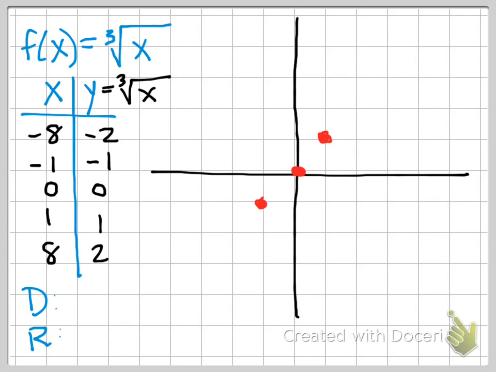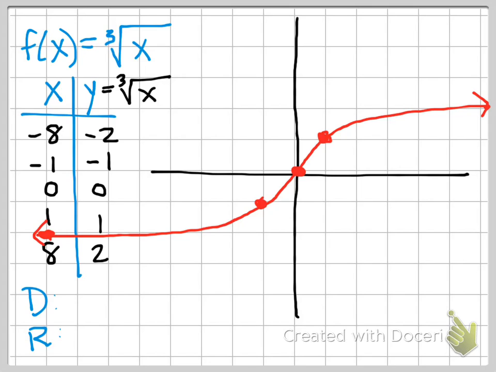So I have 0, 0; 1, 1; -1, -1; and 8, 2. So 1, 2, 3, 4, 5, 6. I don't have room. It's going to be somewhere all the way over here. I'll just plot my point over here. And we're going to connect our dots. And this time, it's going to be a double-headed arrow because my graph could grow in both directions.